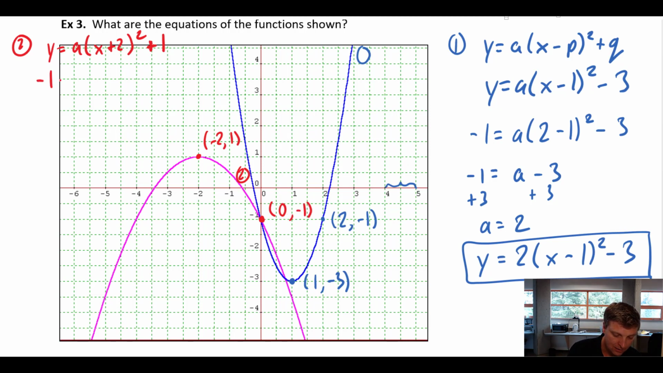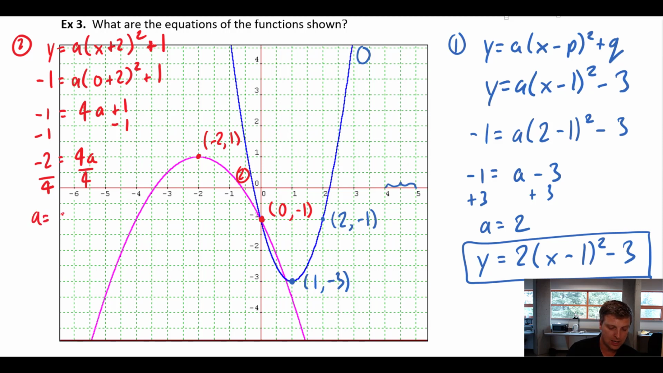So I'll put in my values here. -1 is equal to a(0 + 2)^2 + 1. And so this becomes -1 is equal to 2 squared is 4, so 4a + 1. I'm going to subtract 1 from both sides, so I get -2 equals 4a. I'm going to divide by 4, and I get a is equal to -2 over 4, which is really just -1/2. And so long story short, I substitute my a value back in, and I get y is equal to -1/2(x + 2)^2 + 1.